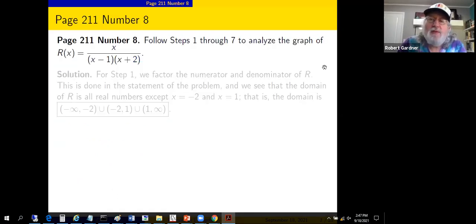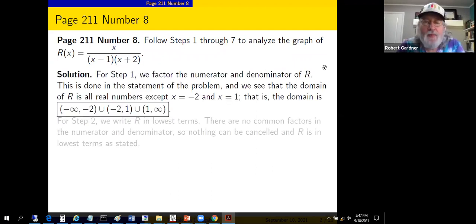Let's look at number 8. Follow steps 1 through 7 to analyze the graph of this rational function, x over (x minus 1) times (x plus 2). Step 1, factor the numerator and the denominator. It's already factored.